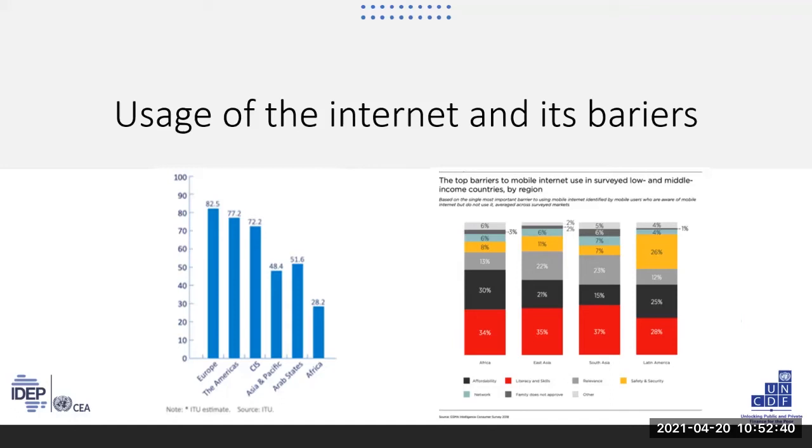Internet usage is what determines true digital inclusion. Usage has been considerably below internet coverage and access. In 2019, only 28.2% of the African population used the internet. The gender and rural-urban gaps in usage were considerable.